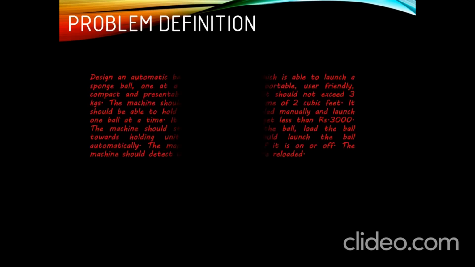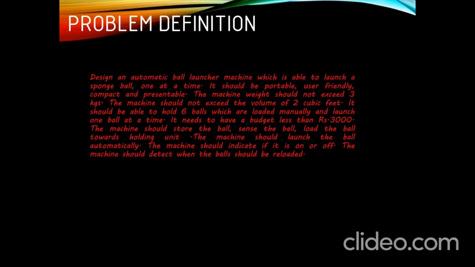This is the problem definition of our model, which has been formed by combining all the constraints, functions and the objectives. It says to build an automatic ball launcher that will launch 6 sponge balls simultaneously one after the other. The balls are to be added manually. The machine so formed should be user-friendly, portable, compact and presentable. The machine should not weigh more than 3 kg and not exceed a volume of 2 cubic feet. The expenses for making it should be less than 3,000 rupees.